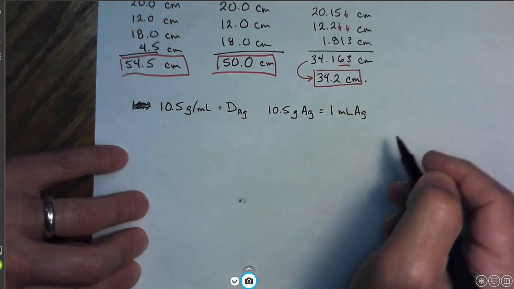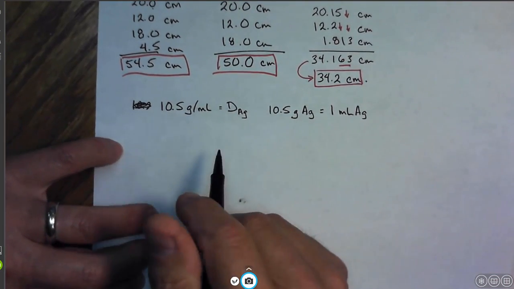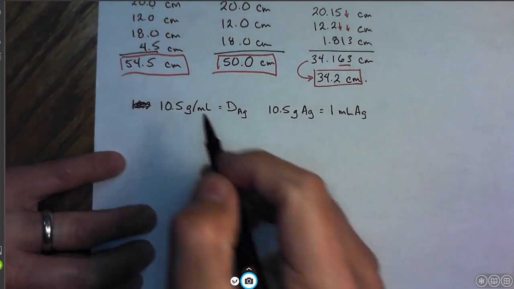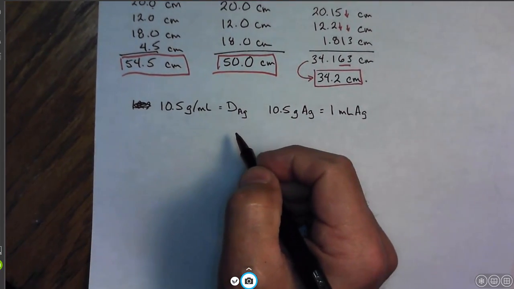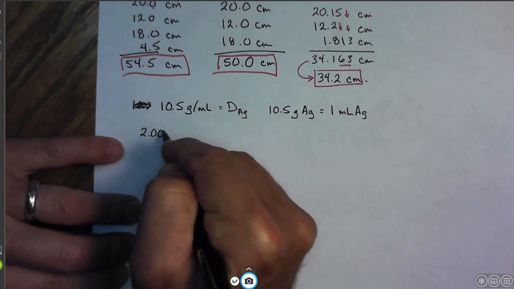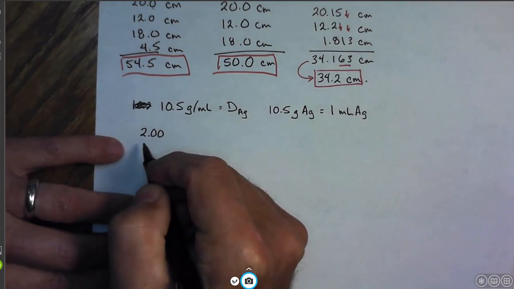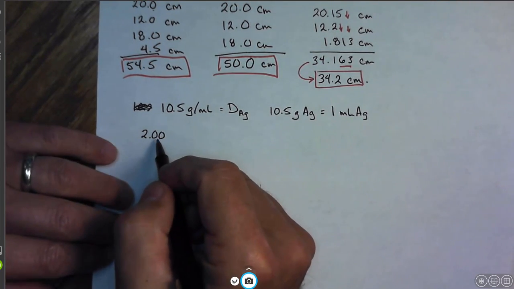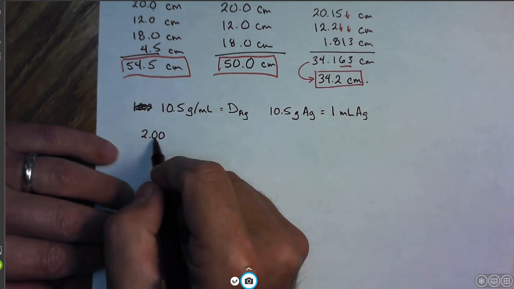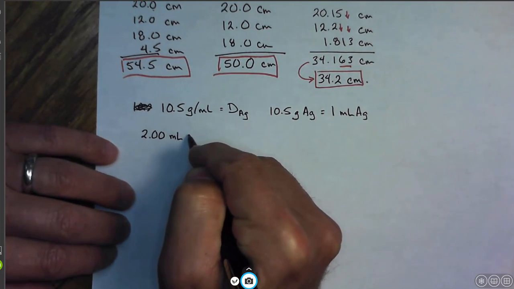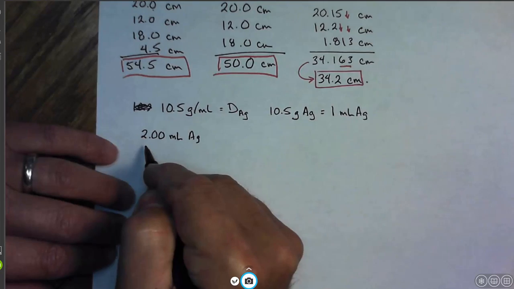Okay. All right. So suppose we have 2 milliliters of silver, and I want to know what the mass of that 2 milliliters of silver would be. I'm going to take that 2. I'm going to say 2.00 milliliters. Okay, that shows me I've measured on a device that will give me volume measured to the hundredth. This is the 10th. This is the hundredth. The hundredth of a milliliter. So we have 2.00 milliliters of silver, and I want to find out how many grams that should be.